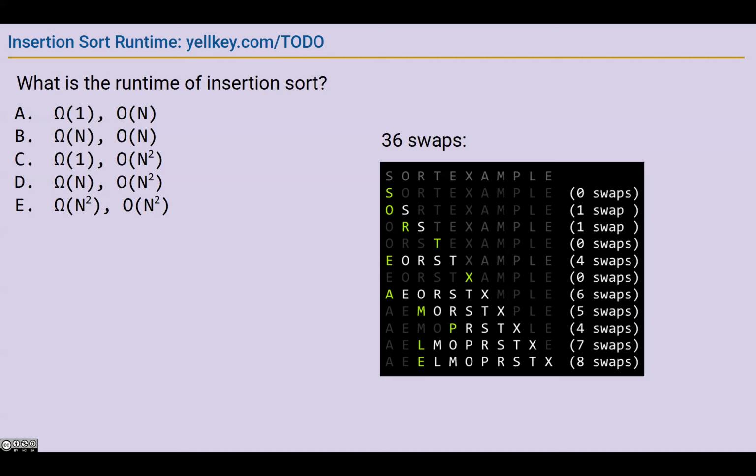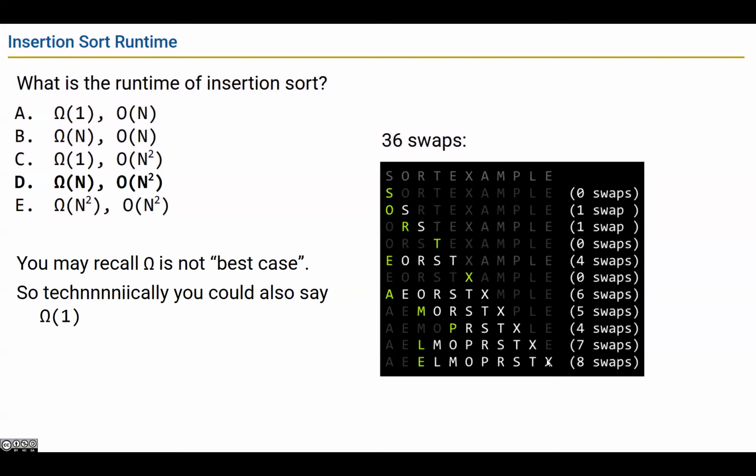How many people say it's omega 1? Omega n? Omega n squared? Why do people say it's omega n? Yeah, if it's already sorted, you just look through each item in the list once. You don't cause any swaps. Yeah. Now, technically, you can say omega 1 because omega is just a lower bound and 1 is a lower bound, but it's not the best statement you can make here.